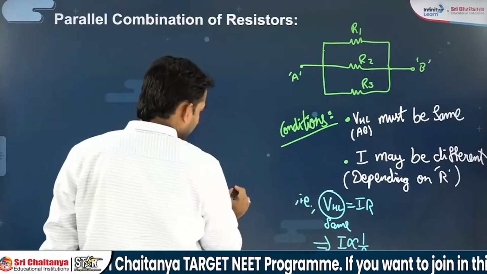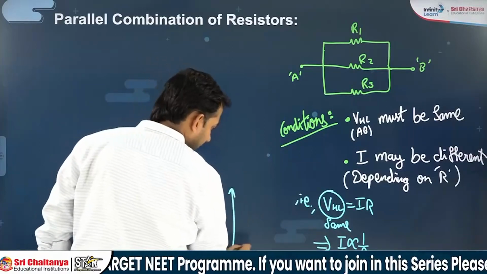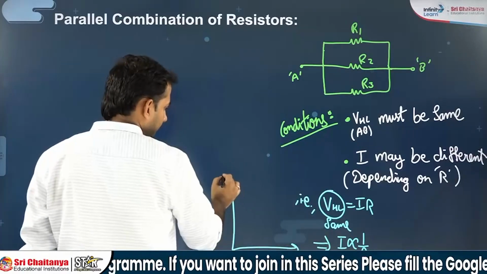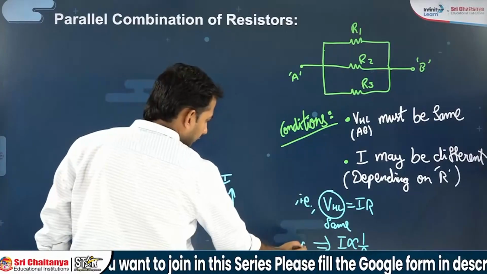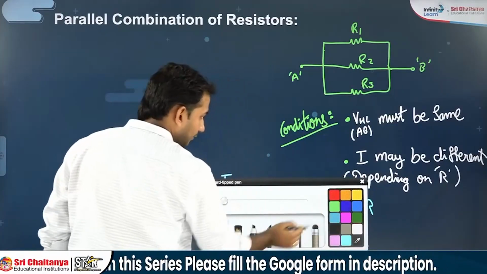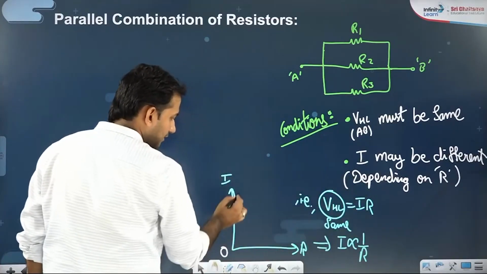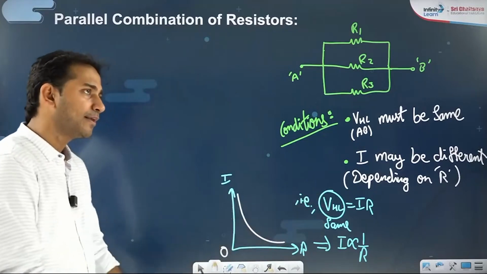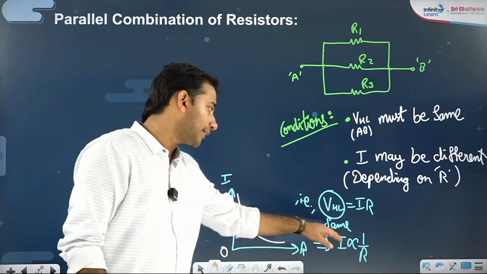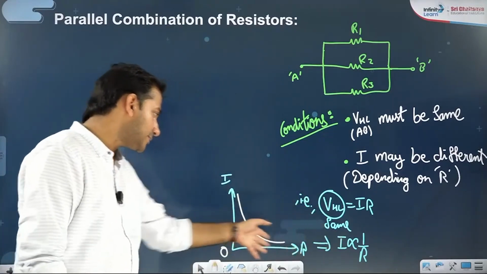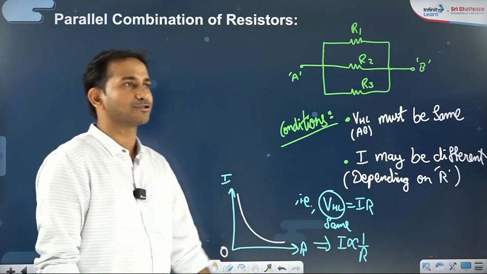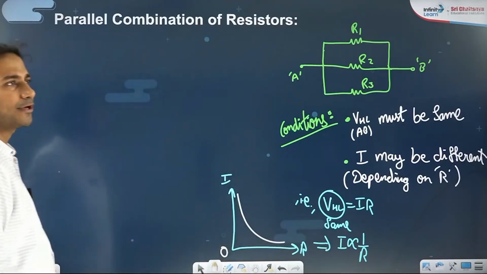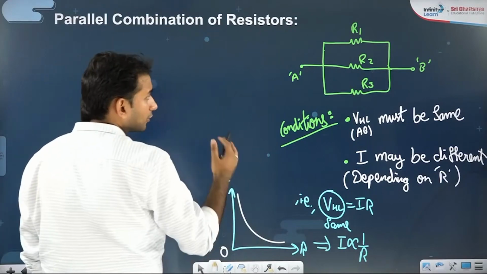And if you are going to plot a graph here, I versus R, you are going to get a rectangular hyperbola. Inversely proportional graph looks like this. That if R is very huge, current is very, very less. If R is very less, current is very, very huge. Like that. Okay. Let's talk about further.